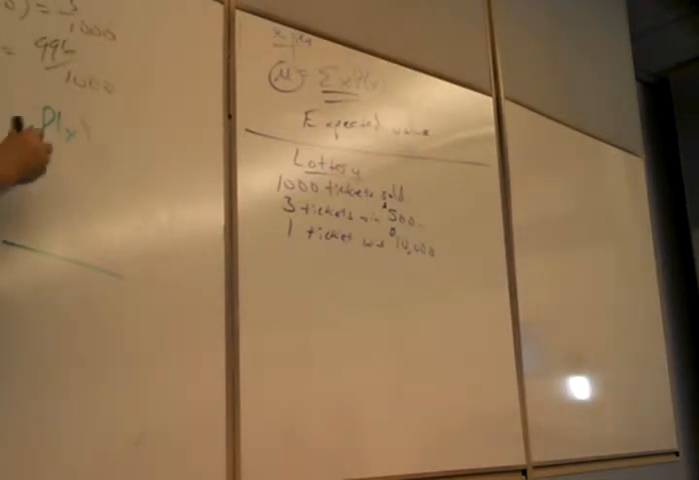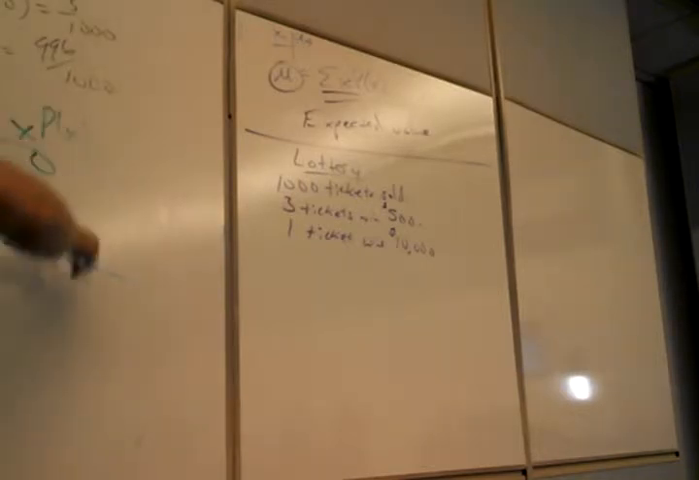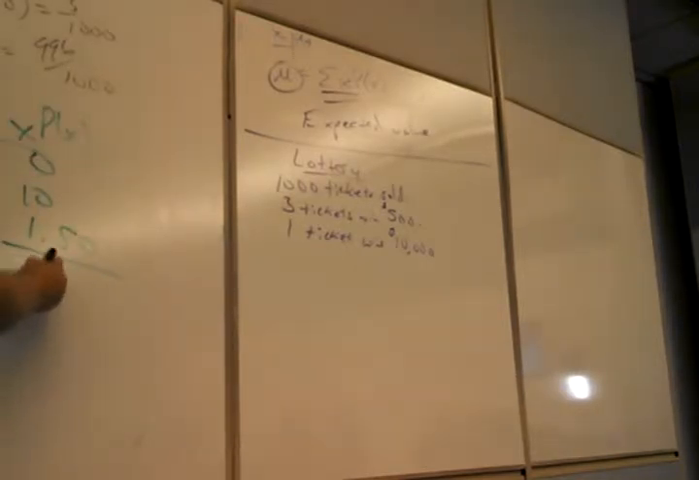So here, if I multiply across, I get 0. What's here? 10? What? No. So that's 1/2 of 3, so it's $1.50. So what this means is if you add these up, I get the expected value of a lottery ticket.